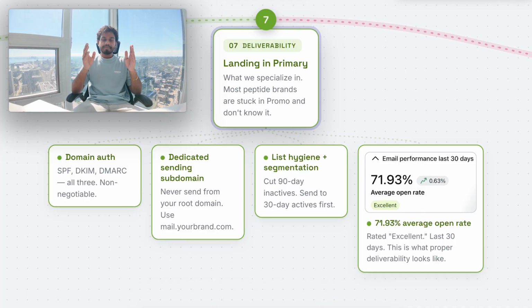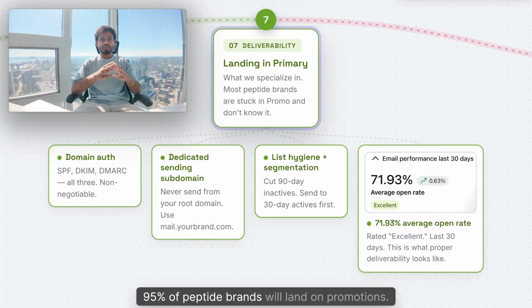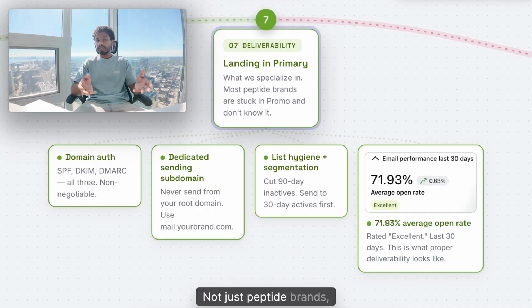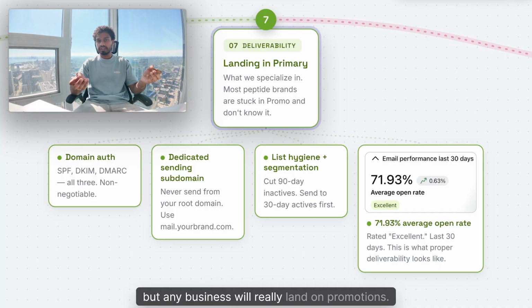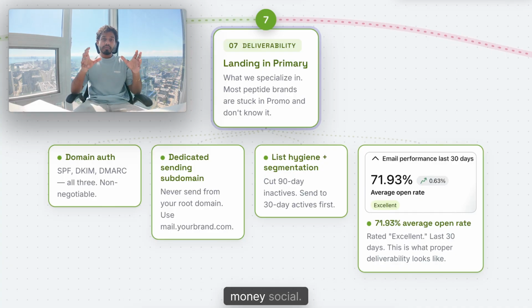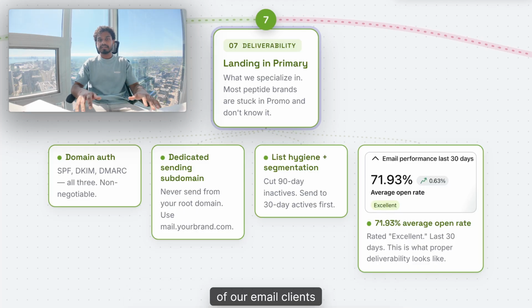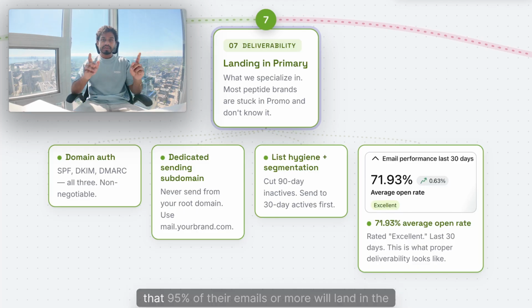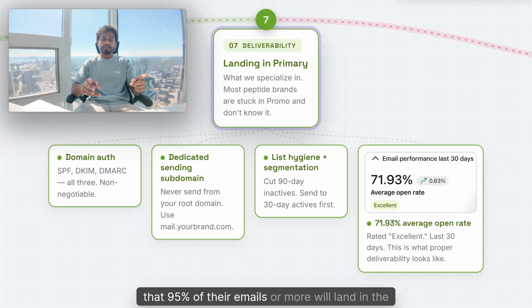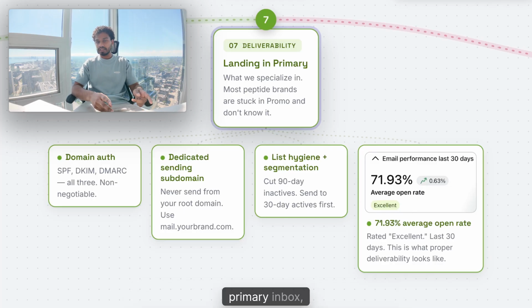And typically 95% of peptide brands will land on promotions. Not just peptide brands, but any business will really land on promotions. However, Money Social, my agency, has been focusing on high risk email sending for the last 3 years, and we've actually built a tool in-house that we use for all of our email clients that guarantee that 95% of their emails or more will land in the primary inbox, which is a huge claim.